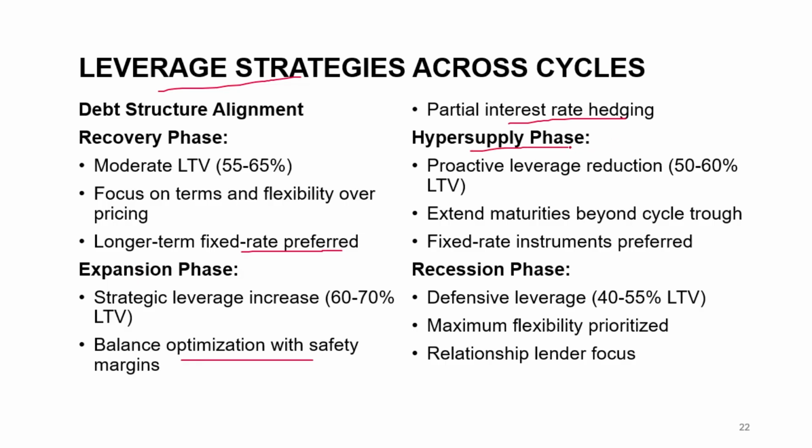And then we have the hyper supply phase. In this, leverage reduction to 50 to 60% of LTV, extend maturities beyond the cycle trough, and fixed rate instruments are preferred in this period. After that, we come to the recession phase, where the leverage has to be reduced further to 40 to 55% LTV. Maximum flexibility is prioritized here, and the relationship lender focus should be there, because during these turbulent times, if you have a proper relationship with the lender, you can actually save yourself. So, this is the kind of leverage strategies across the cycle.